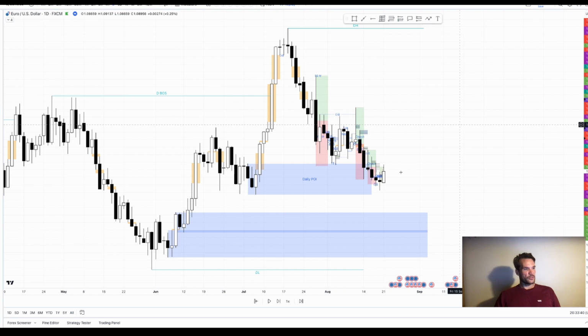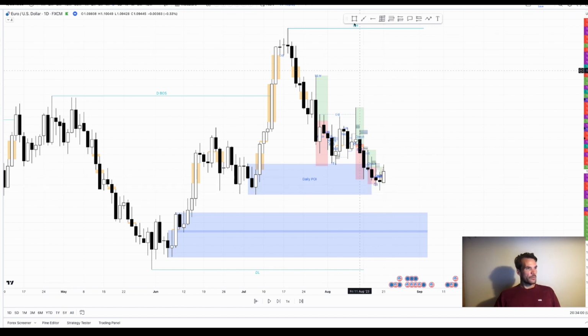We haven't moved so much in the months really. We tapped into the daily, I think back in the first week. Then we rejected out of a bit of a daily point of interest up there, and we've pretty much just been dumping ever since then. We're still in this daily demand, so there's potential for longs to be pushed up.